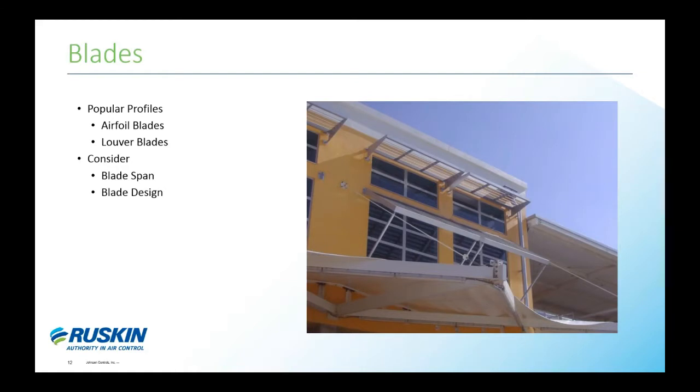When choosing a blade, typical profiles include airfoil and louver blades. Consider the blade span and design while choosing a different blade type. The picture shown here happens to be the Curacao airport that I worked on personally, showing a combination of an airfoil sunshade with a tapered outrigger and a Bahama shutter to shade the windows. We had to match the supports of the airfoil, which didn't need as many supports, to the supports of the Bahama shutter that you see directly below it.